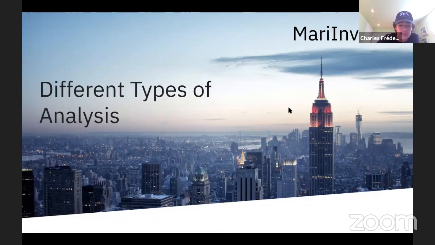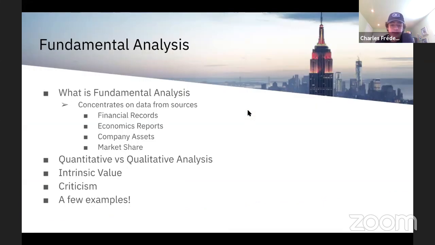Perfect. Okay, so we'll do the different types of analysis now. We'll start with fundamental, because it's probably the most important one, and it's the one that I use. Fundamental analysis concentrates on data from sources, not statistical sides. It's more about how the company is doing. We'll also talk about quantitative versus qualitative analysis, then what the intrinsic value is, because fundamental analysis measures a company's intrinsic value, and then a bit of criticism. Then I have an example Philip will put on the screen.